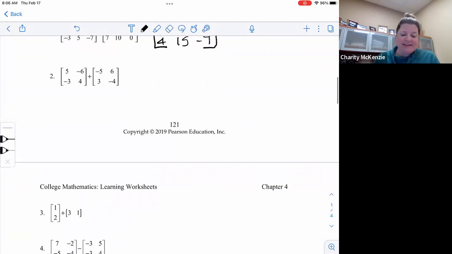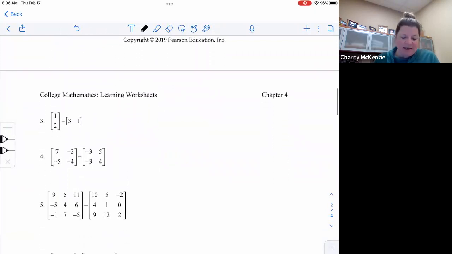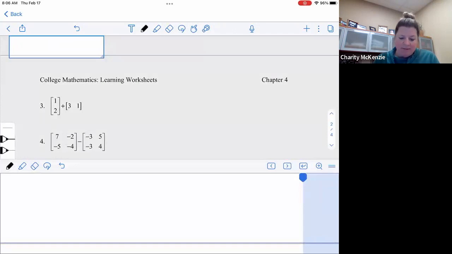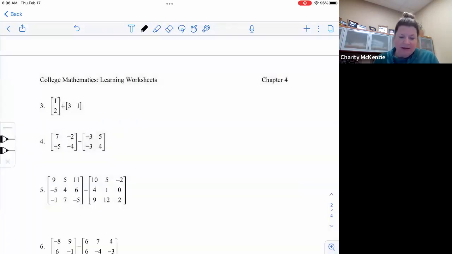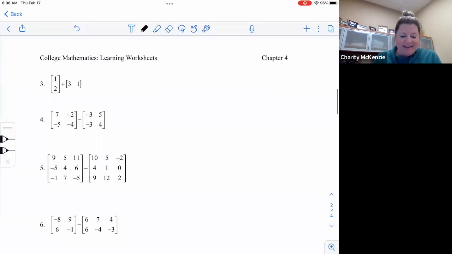So problem 2, I'm going to skip because it's just add straight across again. Okay, this one here for problem 3. Look at this one. Can I add those? No, because it's a 2 by 1 and a 1 by 2. So not possible. You could do a little symbol for it, however you want to write that answer.